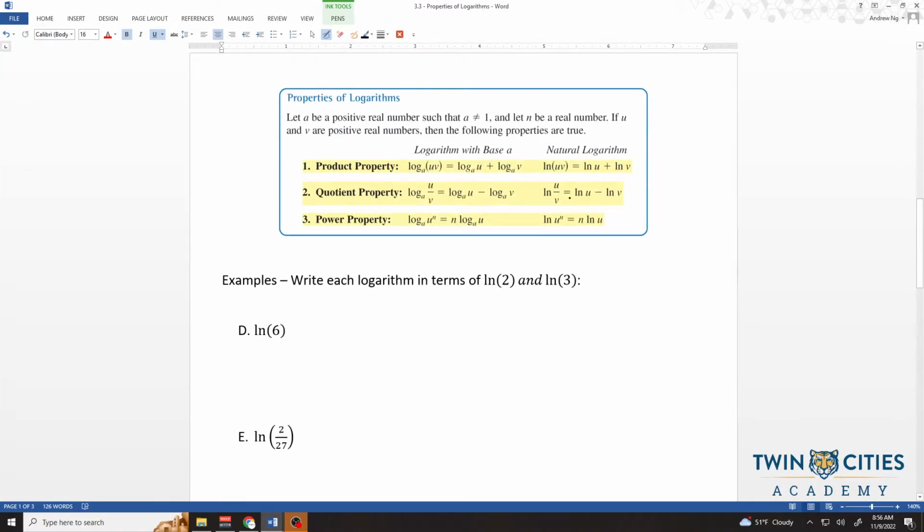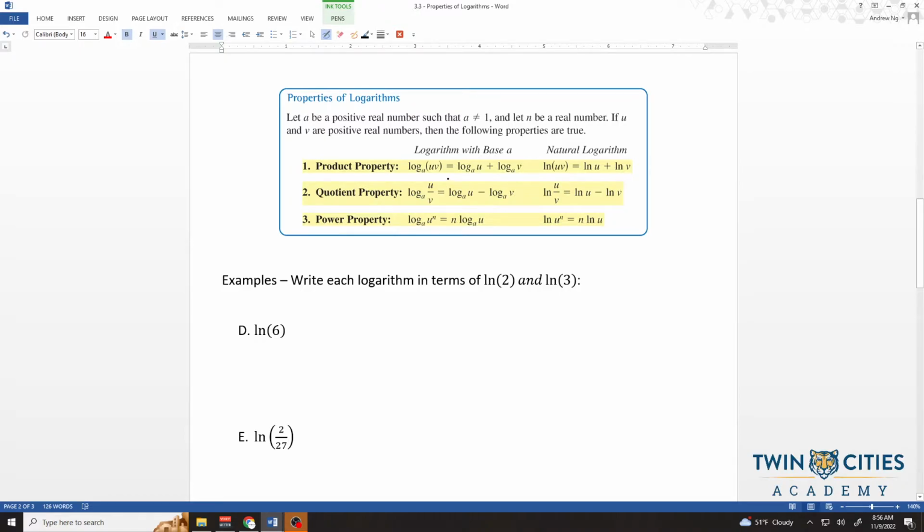All right, some other properties. I've got a product property that says if I'm taking the logarithm base a of u times v, so two things that multiply together, well, I can break that up into two separate logarithms. Say that's logarithm base a of u plus the logarithm base a of v. Same thing with natural logs. If I've got the natural log of uv, I can break that up to say this is the natural log of u plus the natural log of v.